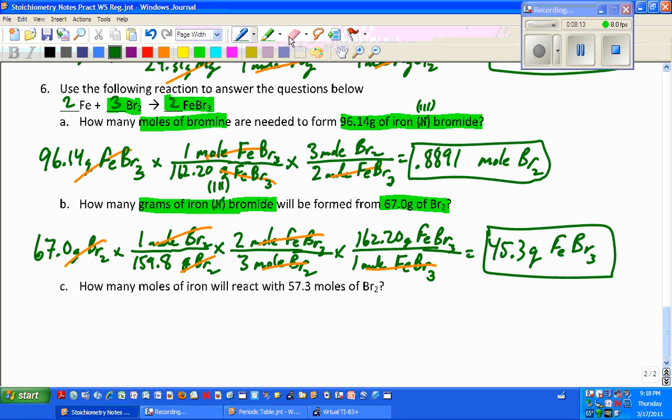Last one is a mole-mole problem. Should go a little quicker. I want to know how many moles of iron are reacting with moles of bromine. So my given is 57.3 moles of bromine. This is going to be a one-step problem. Just got to get my molar ratio, so it should go a little quicker. I'm looking for moles of iron.